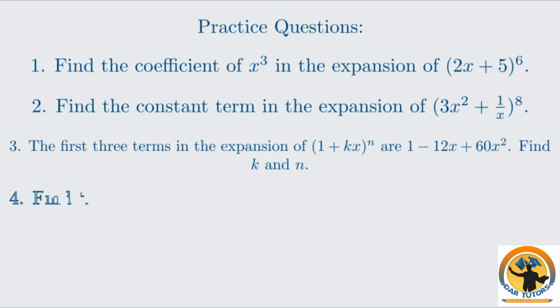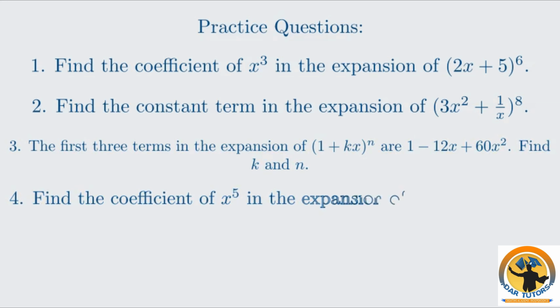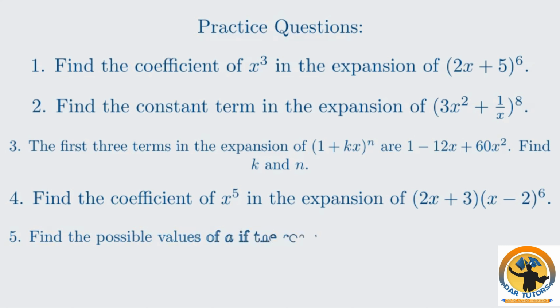Question 4. Find the coefficient of x to the power of 5 in the expansion of (2x plus 3)(x minus 2) to the power of 6. Question 5. Find the possible values of a if the coefficient of x cubed in (2x plus 1)(ax squared) to the power of 9 is 288.